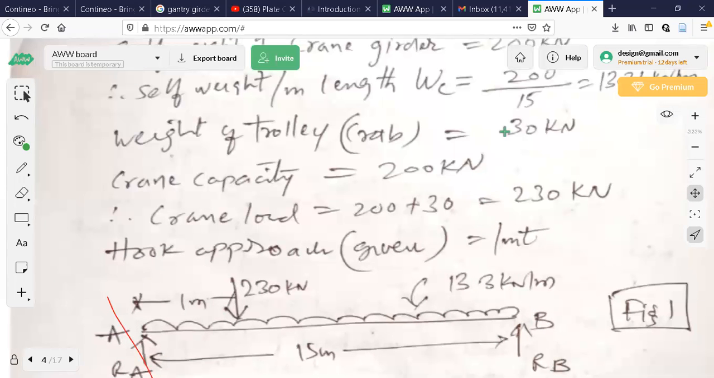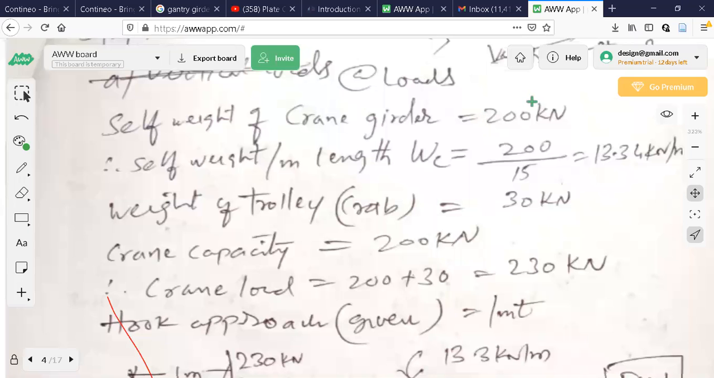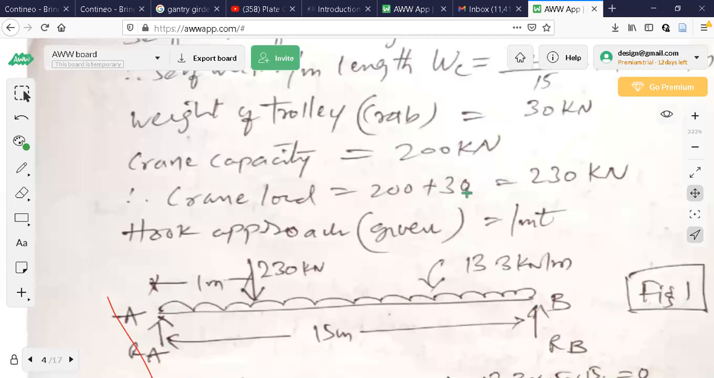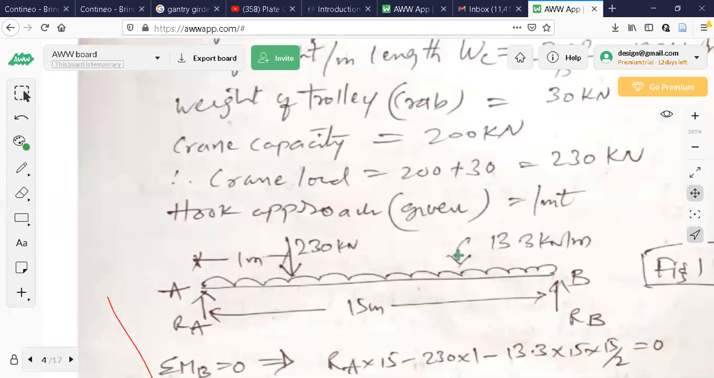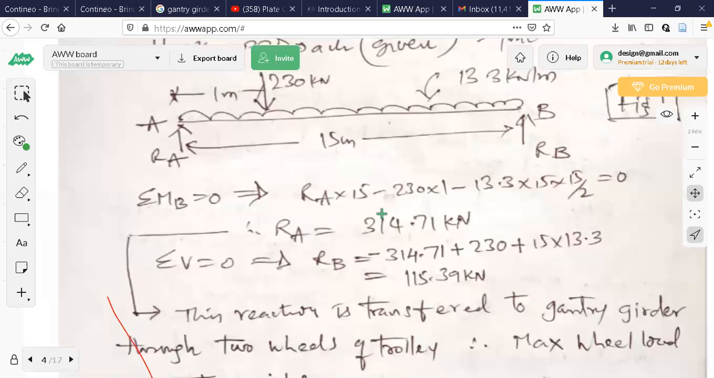The total weight of the crane girder was 200 and the span is 15. So per 1 meter, how much is the load? It is 13.3. So 13.3 is the self weight of the crane girder per meter length. 13.3 into 15 is again 200. Now once you understand this, it becomes a strength of material problem.